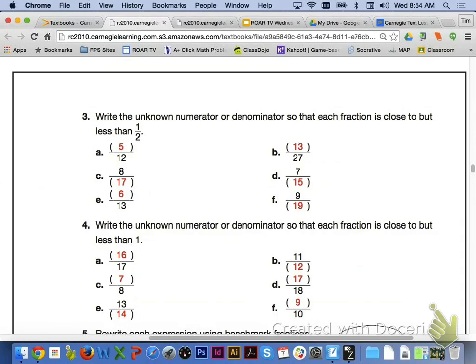For letter A, we should have 16/17, letter B 11/12, letter C 7/8, letter D 17/18, letter E 13/14, and letter F 9/10.